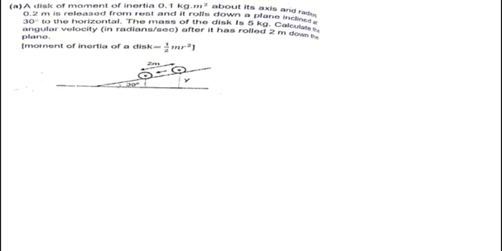Also the last one, which is the most interesting question, which is asking about a disk of moment of inertia 0.1 kg meter squared about its axis and the radius of 0.2. It is released from rest and it rolls down a plane inclined at 30 degrees to the horizontal. The mass of the disk is 5 kg. Calculate the angular velocity in rad per second after it has rolled 2 meters down the plane.